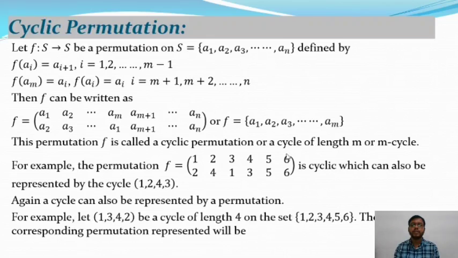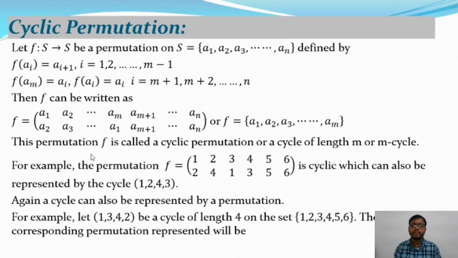So the elements in the domain set are 1, 2, 3, 4, 5, 6. This is cyclic, and it can also be represented by a cycle. That means 1 goes to 2, 2 goes to 4, 4 goes to 3, 3 goes to 1. So this is the cycle, that means (1 2 4 3).